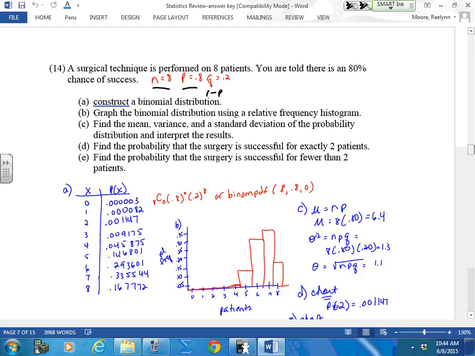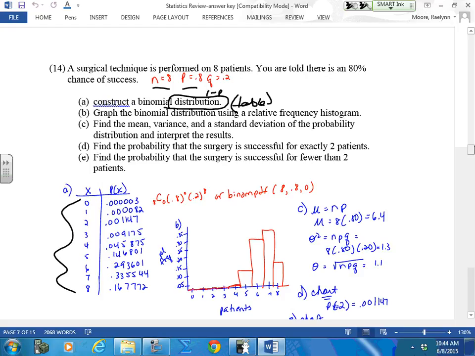We're going to construct a binomial distribution. Whenever they say distribution, we're looking at a table. We want to know all the possibilities. If this doctor is doing 8 patients, he could have 0 success, 1 success, 2 success, 3 success, all the way up to 8. You can't have more than 8 because he's only performed this 8 times.